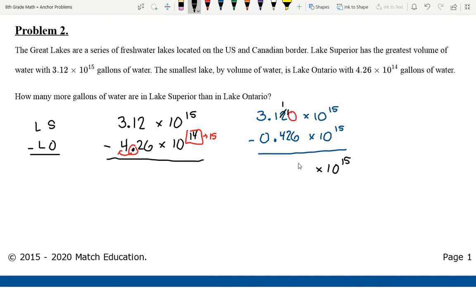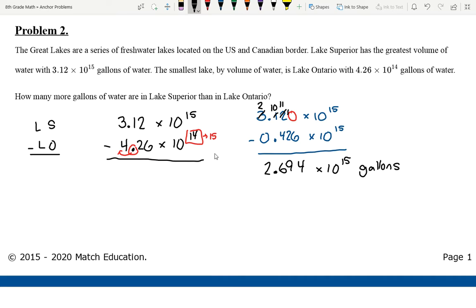I'm going to borrow from this 2. This is 10 minus 6 now is 4. I have to borrow from this 1. 11 minus 2 is 9. Borrow from the 3. 10 minus 4 is 6. And then 2 minus 0 is 2. So 2.694 times 10 to the 15th gallons of water is our solution for problem 2.